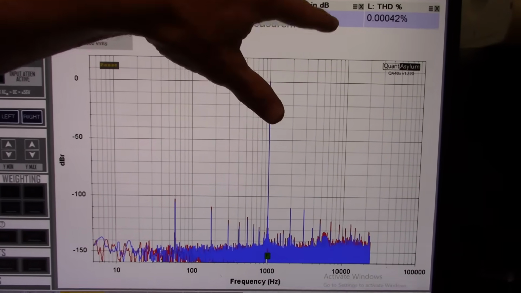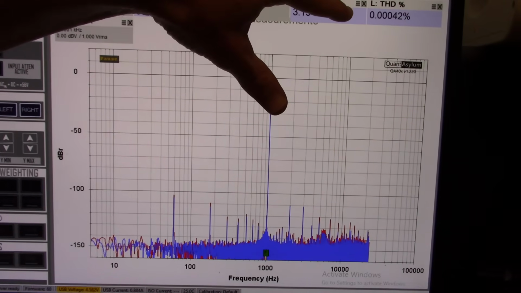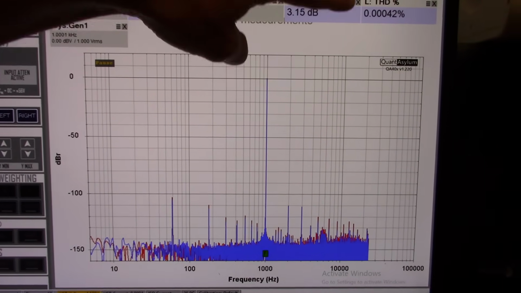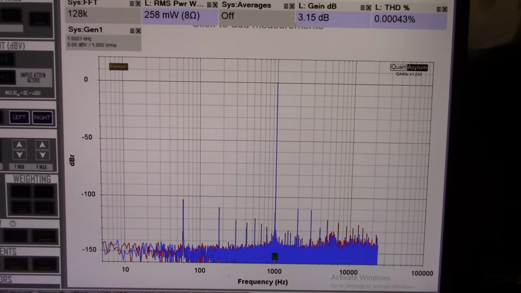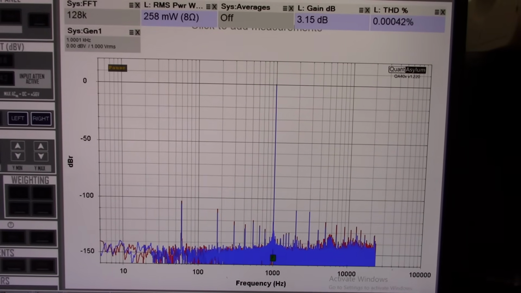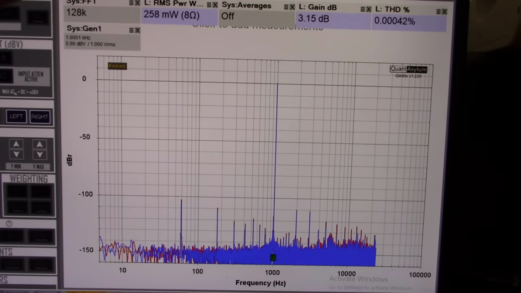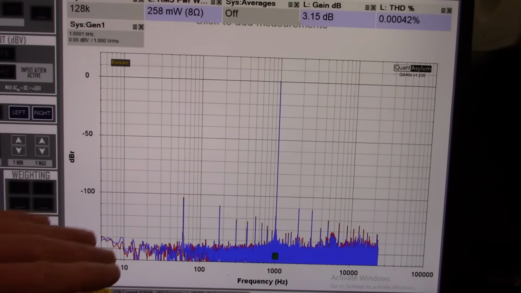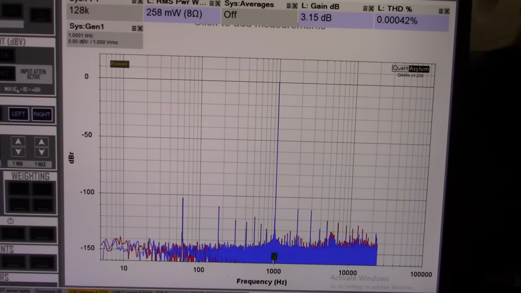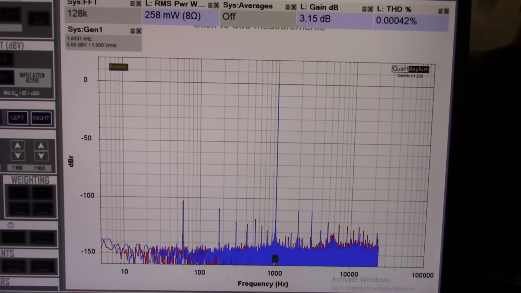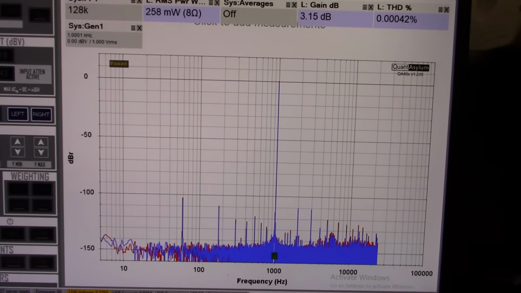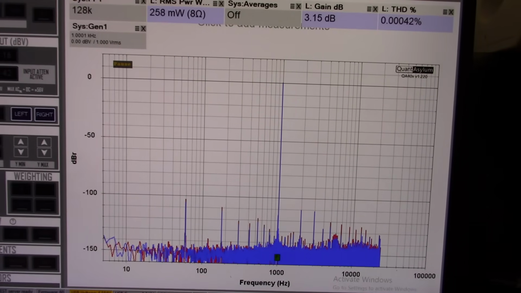And look at the distortion. Extremely low, 0.00042%. I know that's getting close to the limits of my QuantAsylum. I can almost call this below measurable limits. I think the QuantAsylum could get down to 0.0002 at this level. Optimized, I can go very slightly less, but yeah, we're pretty much down at the limits of measuring here. So what you're seeing there is kind of a combination of the preamp and the QuantAsylum's distortion.